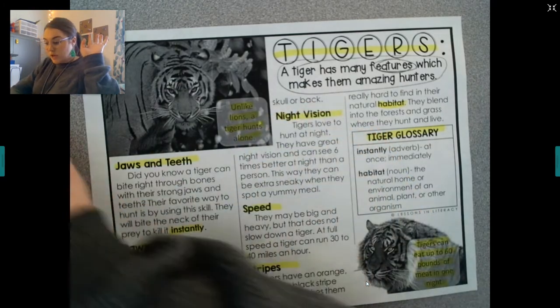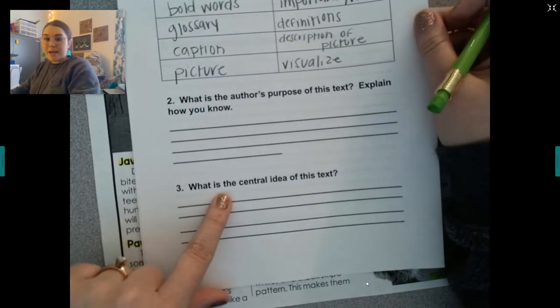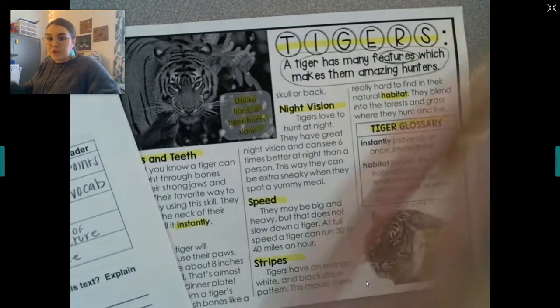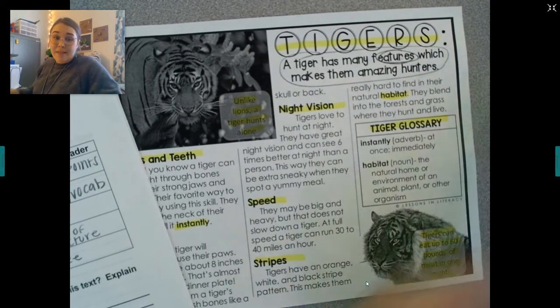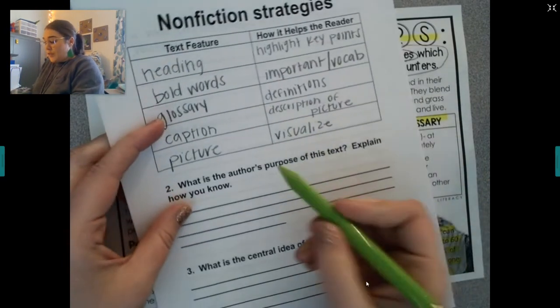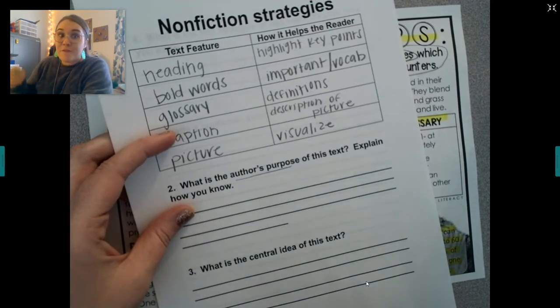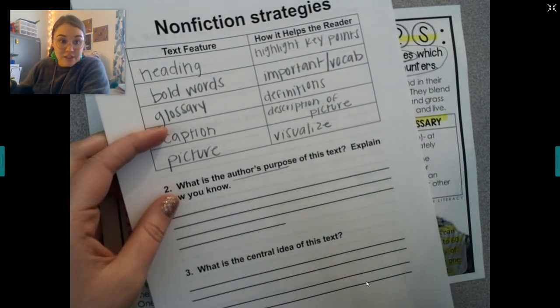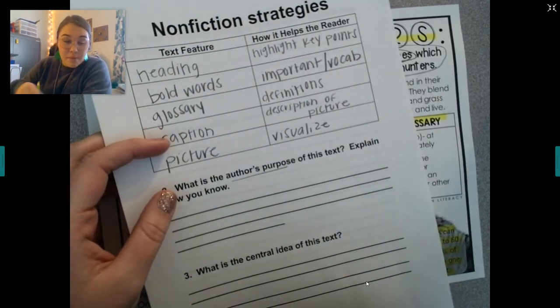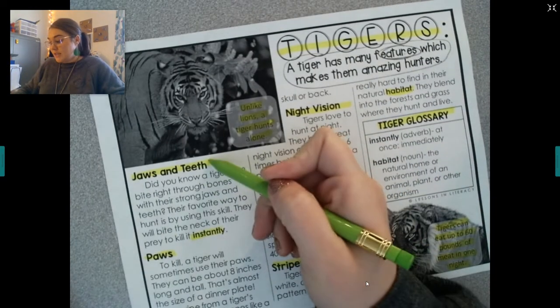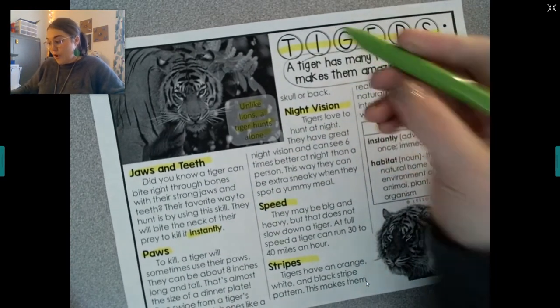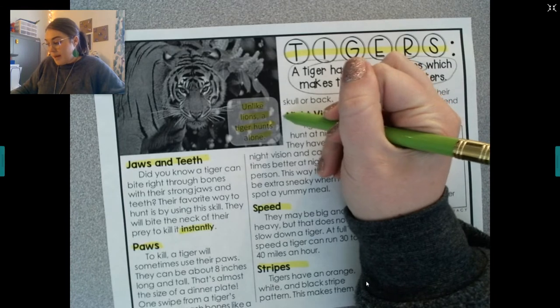Okay, I'm going to stop right there. I think I was right about the central idea. I'm thinking it's telling me all about the different features of a tiger. And I learned that just by that first sentence, guys. Just the first sentence told me that. Now, the author's purpose, I'm noticing that it's giving me a lot of facts about tigers. All about the tiger, all about their jaws and teeth, and all about their paws so far. I'm on night vision right now.